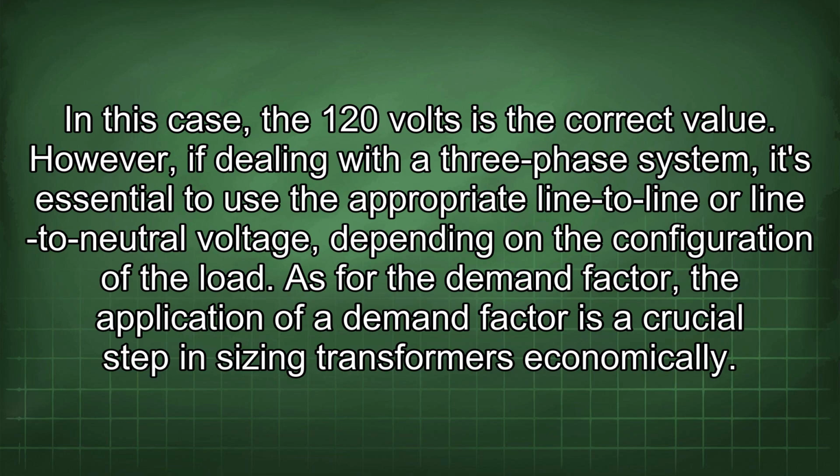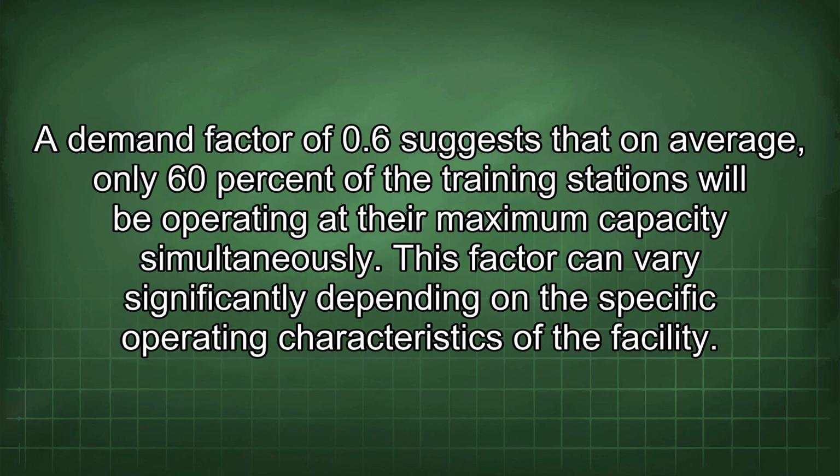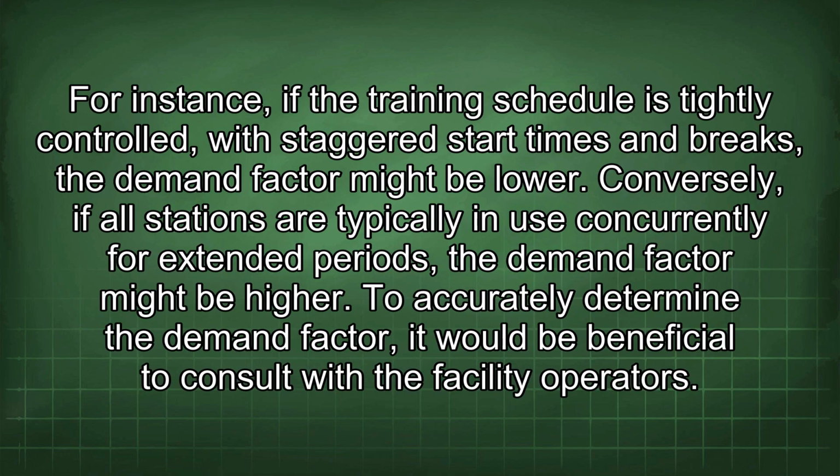As for the demand factor, the application of a demand factor is a crucial step in sizing transformers economically. A demand factor of 0.6 suggests that on average, only 60% of the training stations will be operating at their maximum capacity simultaneously. This factor can vary significantly depending on the specific operating characteristics of the facility. For instance, if the training schedule is tightly controlled, with staggered start times and breaks, the demand factor might be lower. Conversely, if all stations are typically in use concurrently for extended periods, the demand factor might be higher.